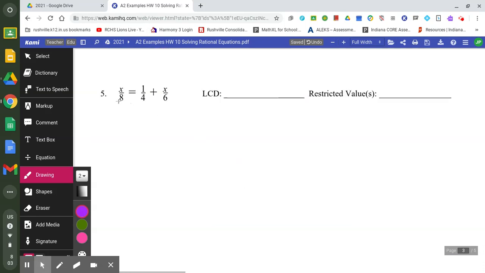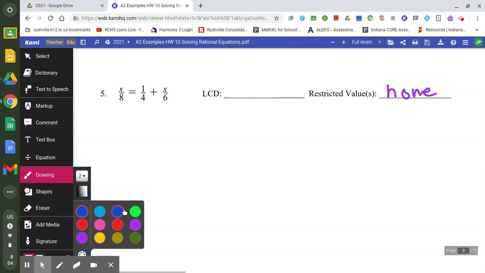Okay, on number 5, I have 3 plain numbers on bottom, so I am not going to have any restricted values. And my least common denominator, I have to find something that 8 and 4 and 6 will both go into. I know that 8 will go into 16, but 4 doesn't. I know that 8 will go into 24. 4 does go into 24, and so does 6. So my least common denominator can be 24.